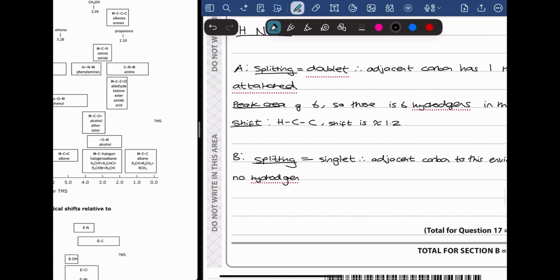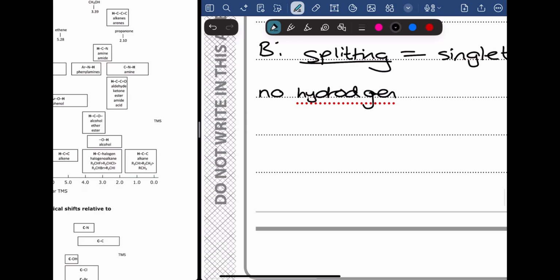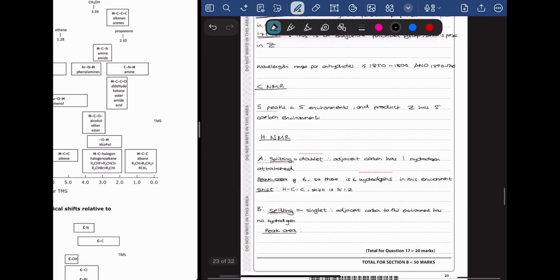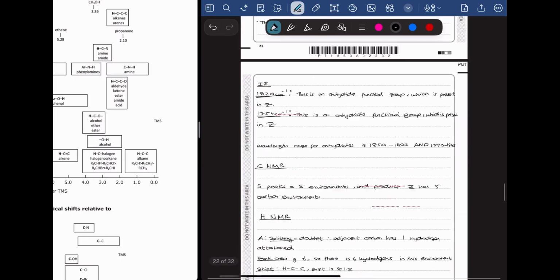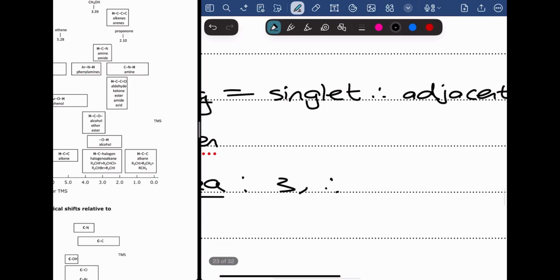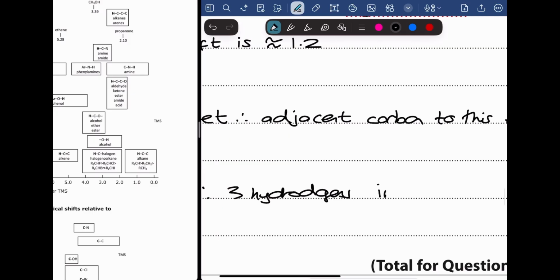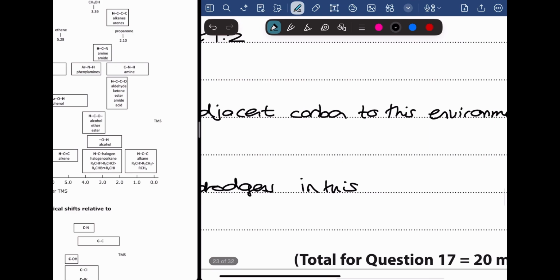So, we've done the splitting now. Now we just need to do the peak area. So, peak area here. And then we can say that the peak area is 3. So that means, therefore, if it's 3, that means there's 3 hydrogens in this environment.